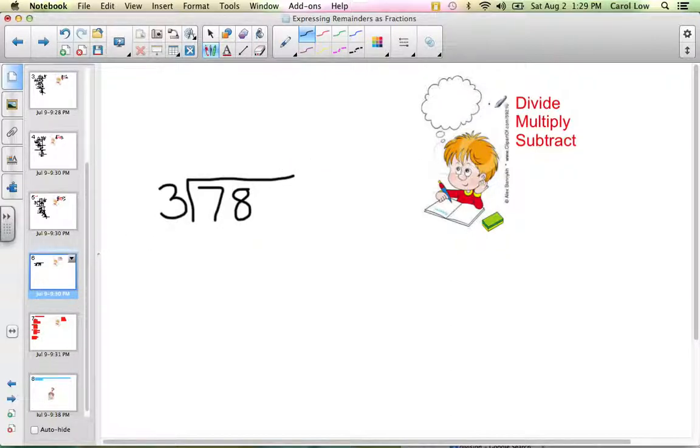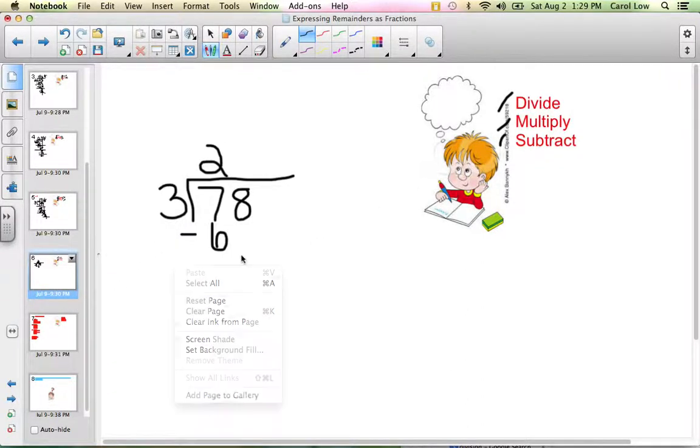And I'm going to start by dividing. Does 3 go into 7? Yes. It goes in there 2 times. Multiply. 2 times 3 is 6. And then I'm going to subtract. 7 take away 6, oopsie, is 1. And I bring down the 8.